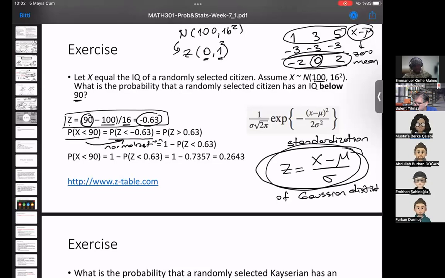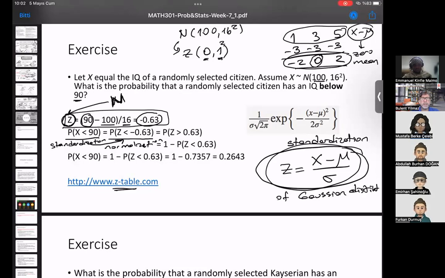Normalization or standardization. Why do we need that? Because you have the Z table and you want to be able to make use of the Z table. How can you use it? You have to standardize your question into a Z distribution, okay? From a normal distribution to a Z distribution.